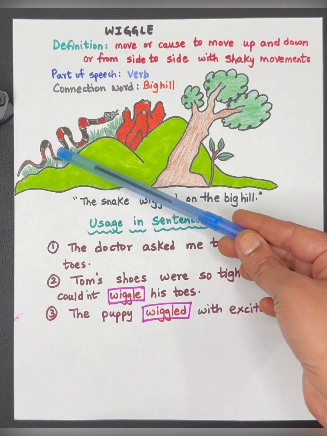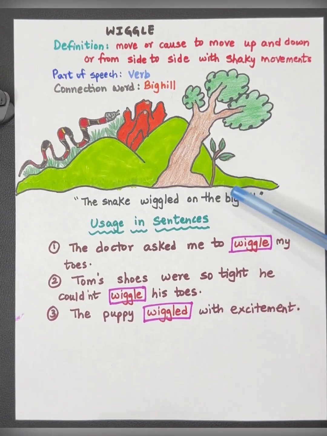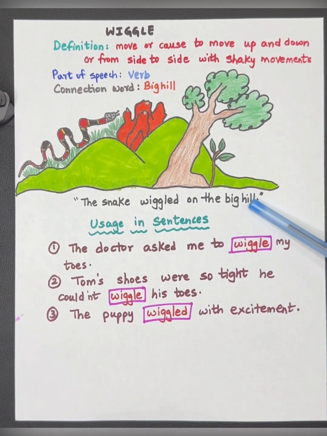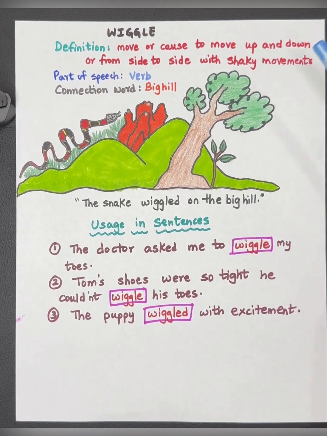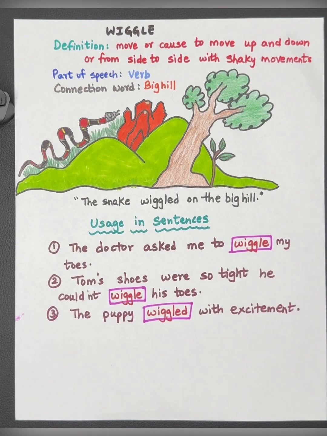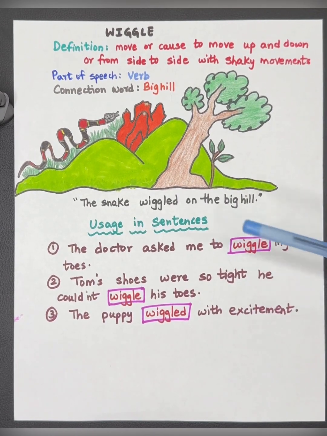Here you can see a snake going up the hill. The snake wiggled on the big hill. So it went up with side to side movements. Now let's see the usage in sentences.